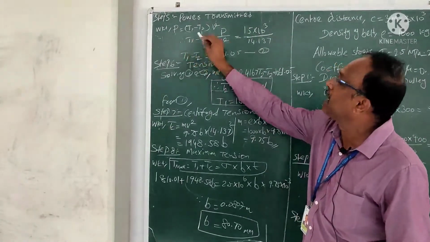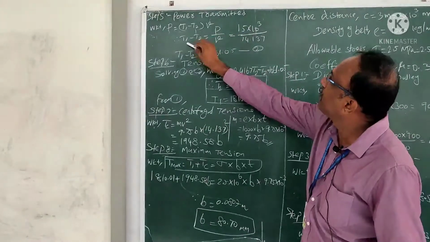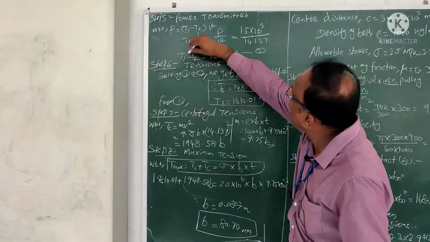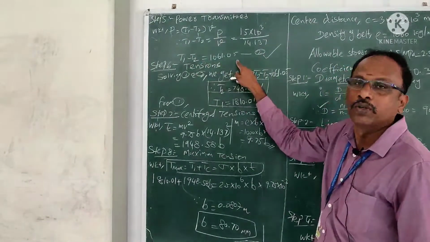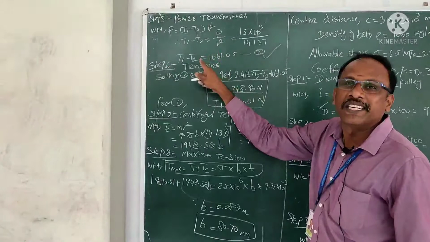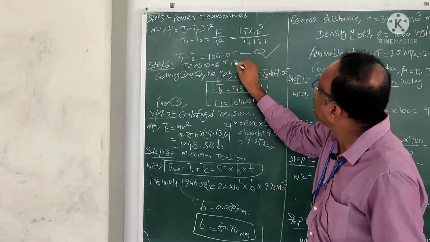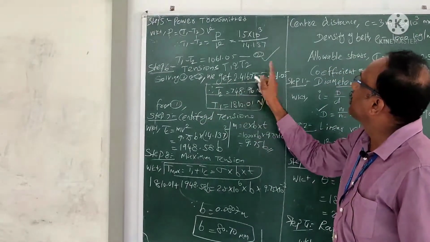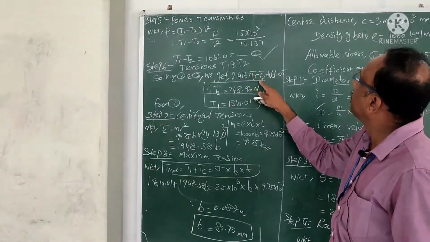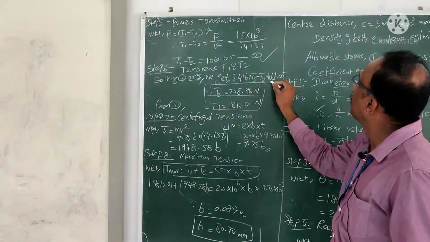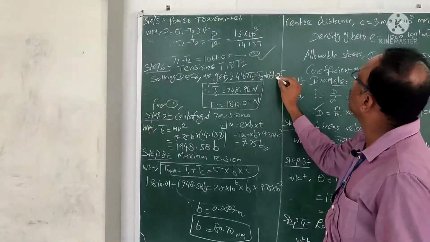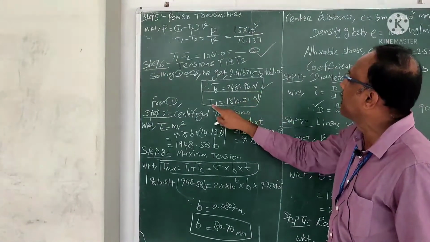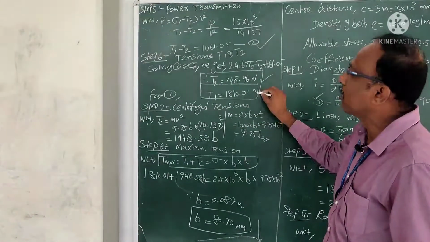Step number 5, power transmitted. We know that power P is T1 minus T2 into V. Therefore, T1 minus T2 is P by V. Substituting the values, we get this relationship, equation number 2. Now, we want to calculate the tension values T1 and T2 by solving equations 1 and 2. We get 2.4167 times T2 minus T2 is equal to 1061.05. Therefore, we get the value T2 as 748.96 and T1 as 1810.01 Newton.